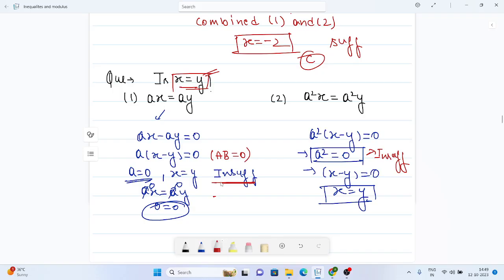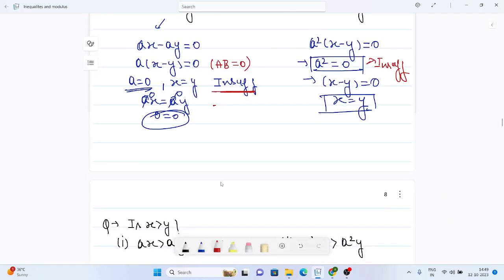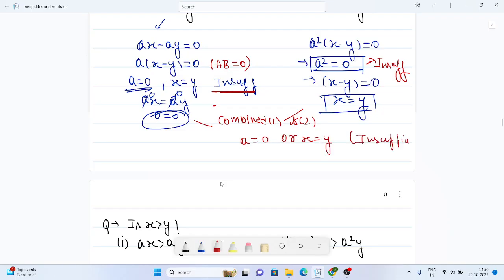If I combine both 1 and 2, so by combining also I think I got a equal to 0 or x equal to y, which is again insufficient. I get the same solution. So what is the option for this? Both are insufficient, so option is E.